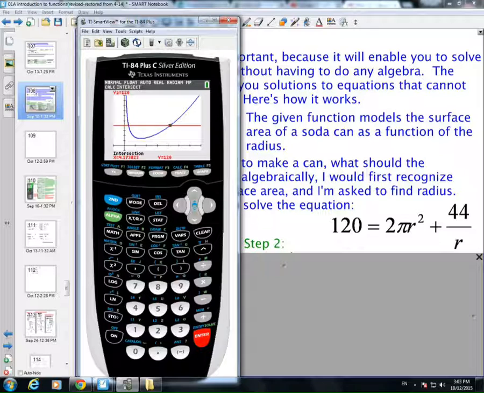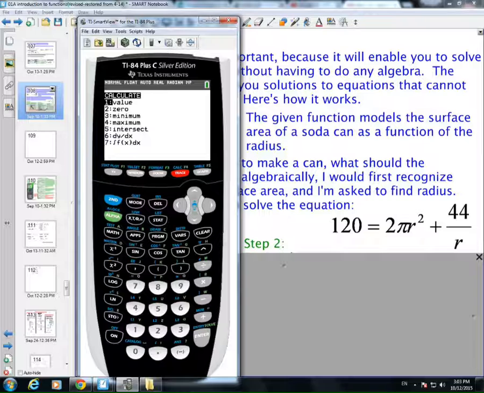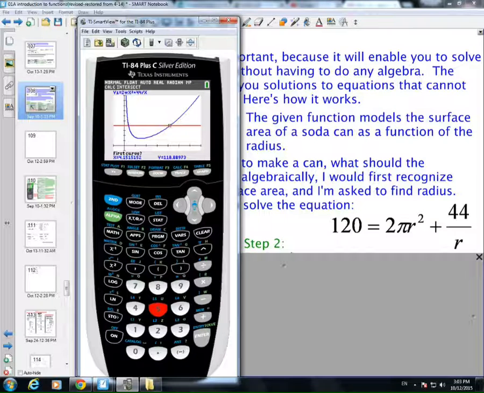There's another intersection there, so I need to find that one. So I go back to calculate, and I do option 5 for intersect. But this time, before I hit anything, I'm going to cruise over so that the cursor is nearer to the other intersection on the curve. So now I'm closer to the second intersection than I am to the first, so you can see this is going to be the area that the calculator is going to start looking for solutions. And so I hit enter, enter, enter, and indeed it found the correct solution.